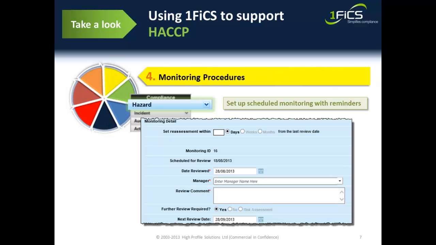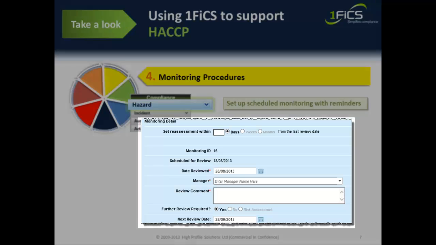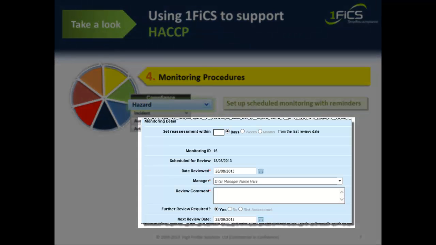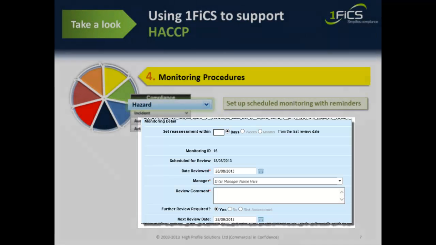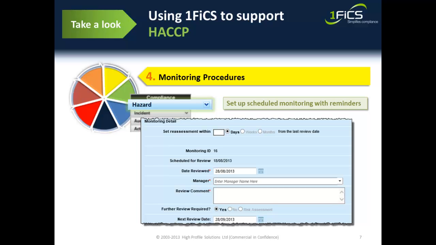Next are your monitoring procedures, and these can be held within the Hazard module. Capture the frequency of review, who is responsible, when the review is done, and any comments or recommendations that have been made. These are then available for managers of the hazard.